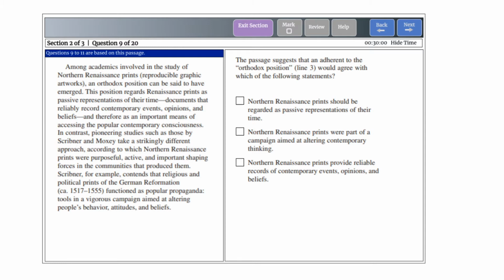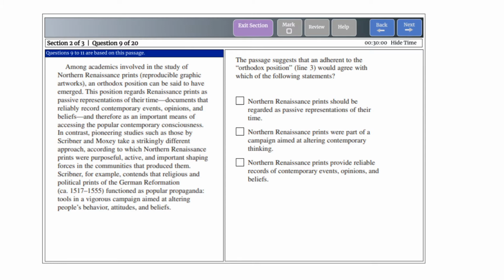And then further down, in contrast, pioneering studies such as those by Scribner and Moxie take a strikingly different approach, saying that all the way down near the bottom, they function as popular propaganda, tools in a vigorous campaign aimed at altering people's behavior, attitudes, and beliefs. All right, so there is this dichotomy between the orthodox position, that we can look at these prints and say, yeah, that's what people thought, and this new position, sort of saying, no, those prints are often propaganda. They were trying to convince people to believe something different. So what we have to do now is go look at these three options and see which ones are true, which ones are false.